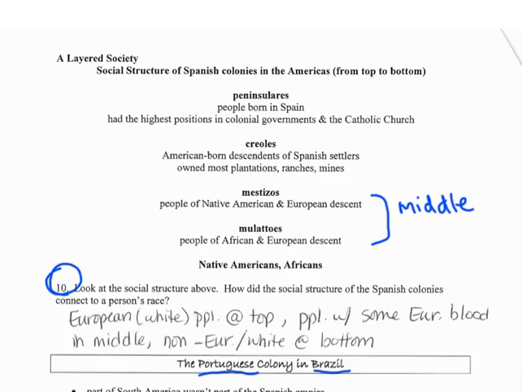All right, some of you skipped number 10. If you look at the social structure, the more white blood you had, or Spanish blood, I should say, the higher up you were. And if you didn't have any European Spanish blood, then you were at the bottom. If you had a little bit, you were in the middle. Okay, but it was based on race.